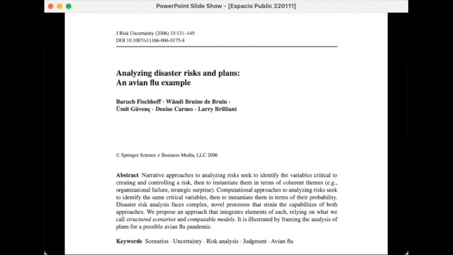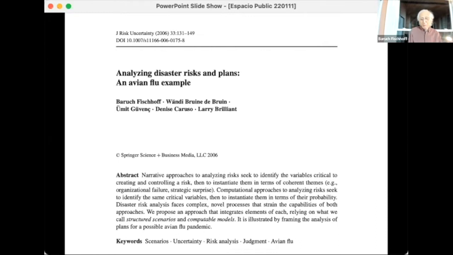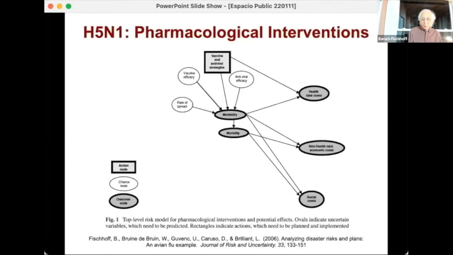Here's an example. Here's a project that we did on pandemic disease in 2005, where the pandemic of interest was avian flu, or H5N1. We organized a consultation and communication around this influence diagram, which is like a Bayesian belief network. Here are the factors that affect the effectiveness of pharmacological interventions. This is the science that you would need to have on your team in order to design an appropriate intervention and to give your audience a clearer picture.